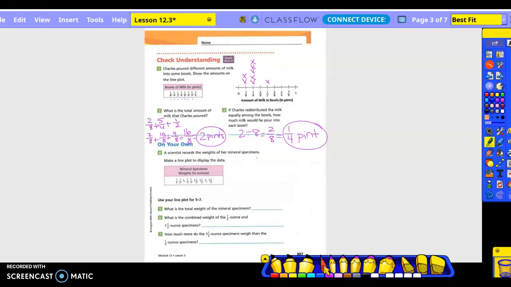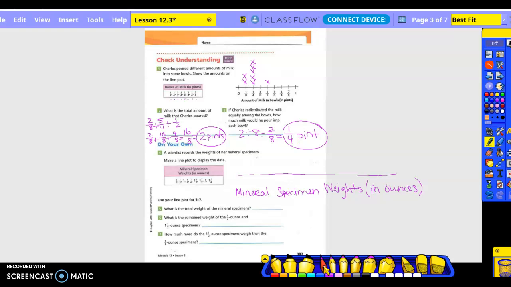Number 4, or on your own, number 4, a scientist records the weight of her mineral specimen. Make a line plot to display the data. Okay, so we're going to have our label, which is mineral specimen weight, and then in ounces. Okay, and then of course we have our number line, or our line plot. Okay, and then we have 0.